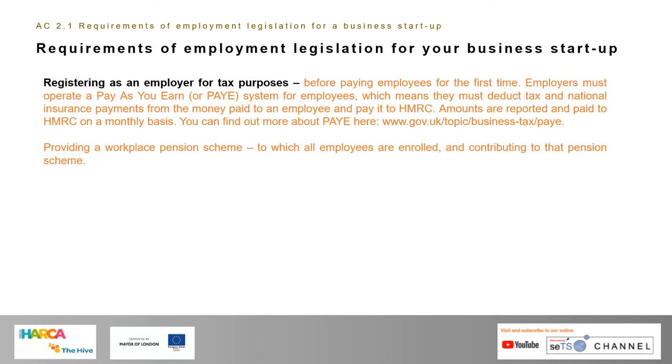Registering as an employer for tax purposes. Before paying employees for the first time, employers must operate a pay-as-you-earn, or PAYE, system for employees, which means they must deduct tax and national insurance payments from the money paid to an employee and pay it to HMRC. Amounts are reported and paid to HMRC on a monthly basis, and you can find out more about PAYE at the Government Business Tax Pay website.